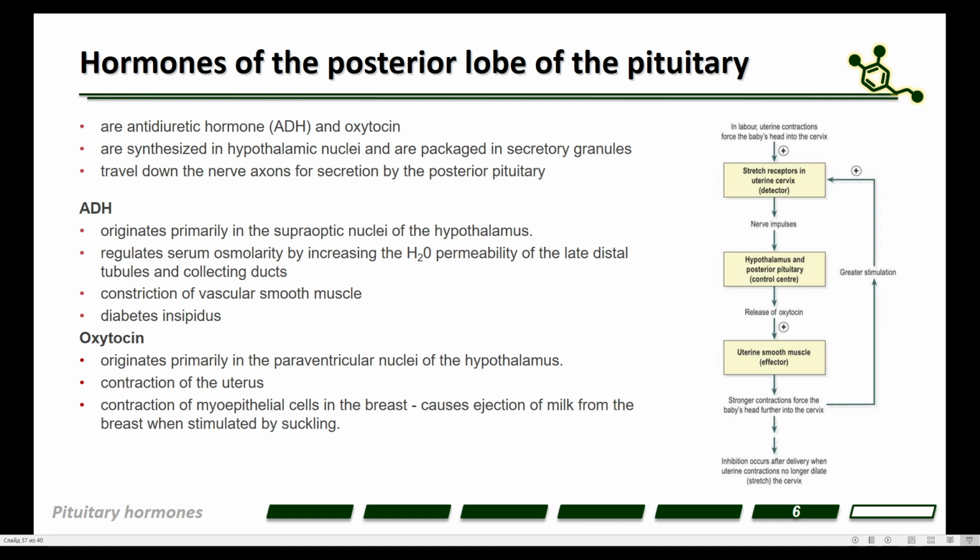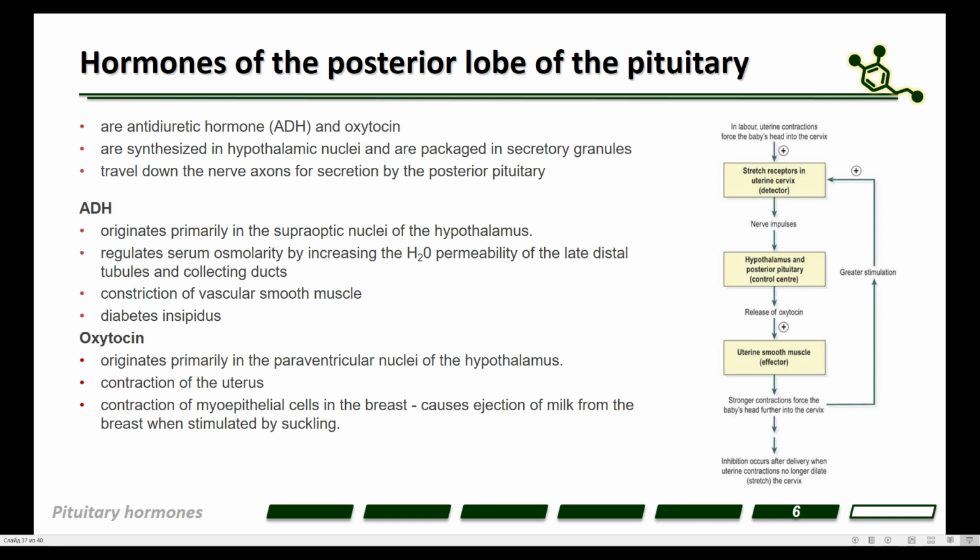The second hormone, which is produced by the hypothalamus and secreted by the posterior pituitary, is oxytocin. This one comes from the paraventricular nuclei of the hypothalamus, and it mainly causes contractions of the uterus during parturition. As well, it also acts on myoepithelial cells in the mammary gland, and it causes ejection of the milk from the breast when stimulated by suckling.